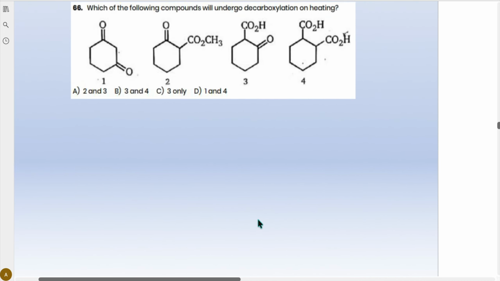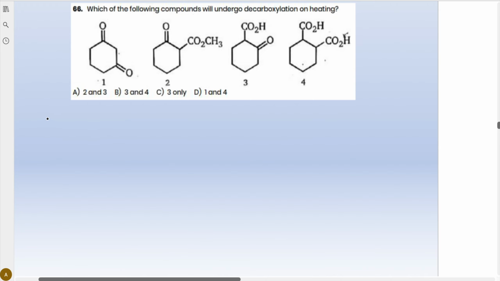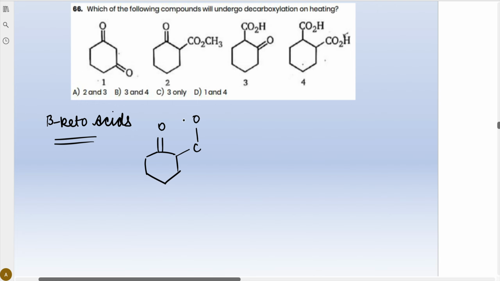Next one, see which of the following compounds undergoes decarboxylation. Always remember, beta keto acids undergo decarboxylation easily. So whenever you have a beta keto acid, this CO2 will go. Decarboxylation means loss of CO2.